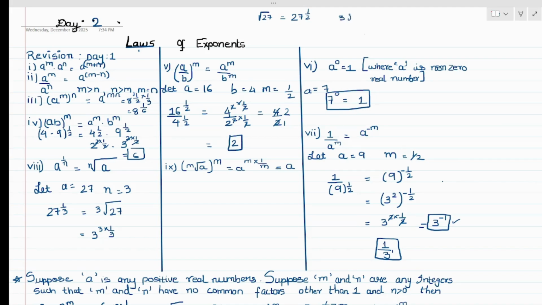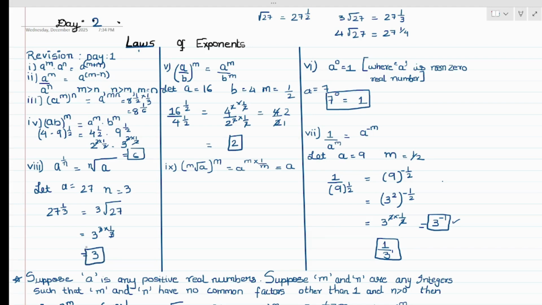If the cube root of 27 is given, you will write 27 raised to 1 by 3. If the fourth root of 27 is given, you can write it as 27 raised to 1 by 4. That means whichever number is in front of the root, it will be written as 1 by that number. Okay. So getting back to our sum, this 3 gets cancelled, so your answer will be positive 3.